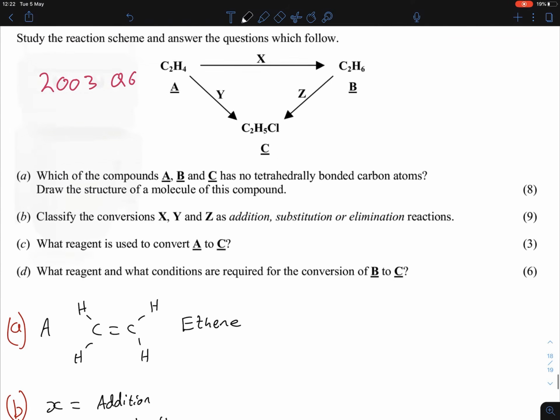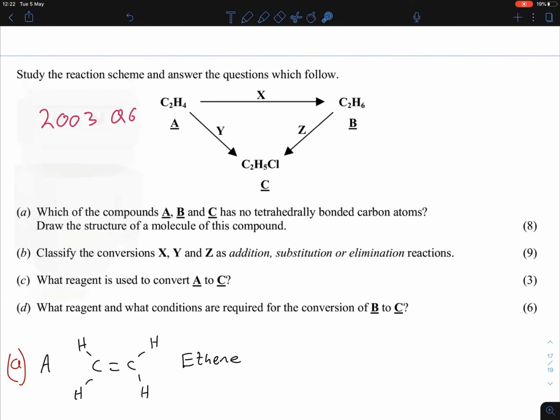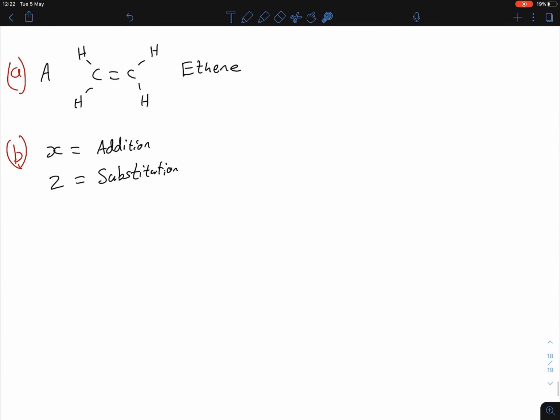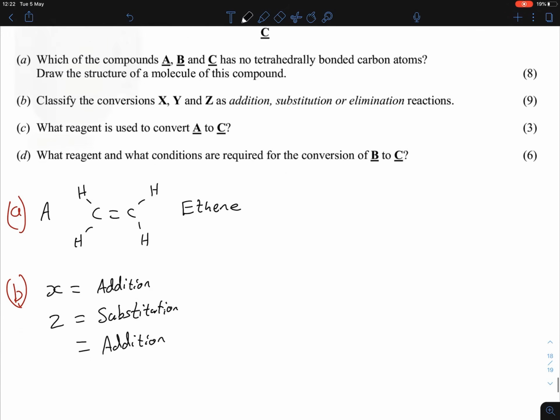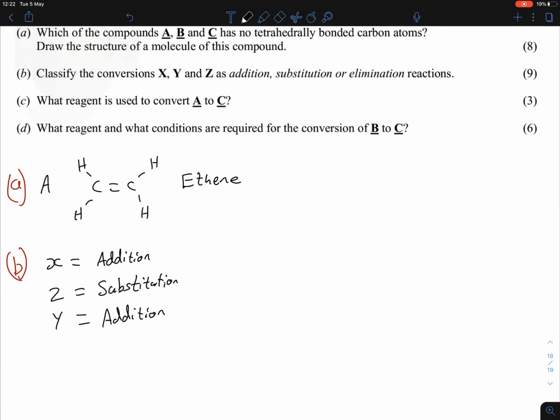And last but not least, we're looking at Y. We have 6 atoms over here, and over here we have 2 plus 5 is 7, plus 1 there, and that's going to be our 8. So the last one then is going to be our addition. And that was Y. Okay? And that was all.